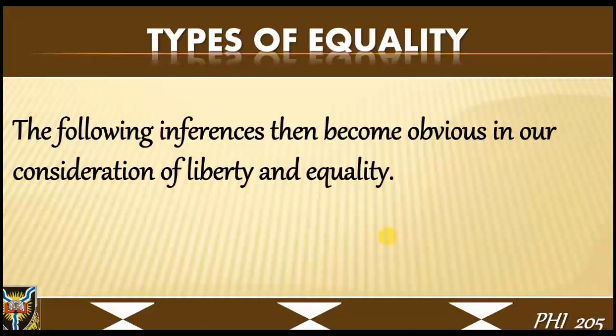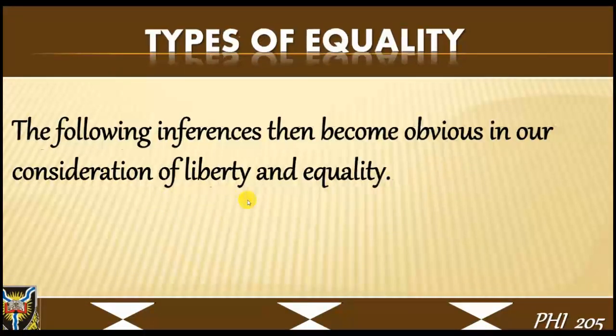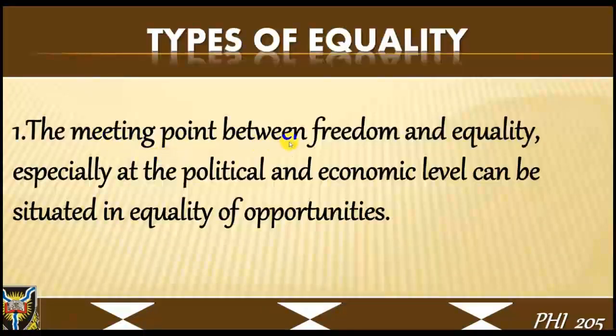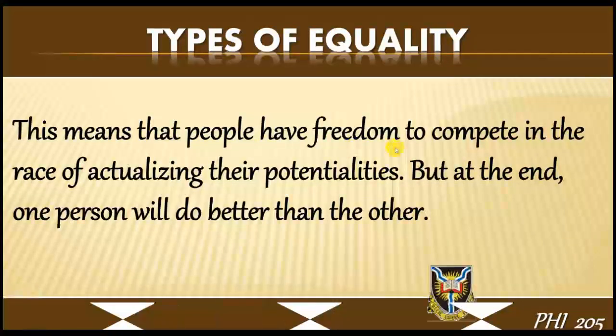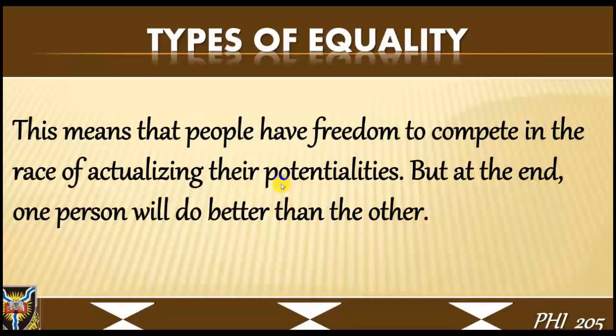The following inferences then become obvious in our consideration of liberty and equality. 1. The meeting point between freedom and equality, especially at the political and economic level, can be situated in equality of opportunities. This means that people have freedom to compete in the race of actualizing their potentialities, but at the end, one person will do better than the other.